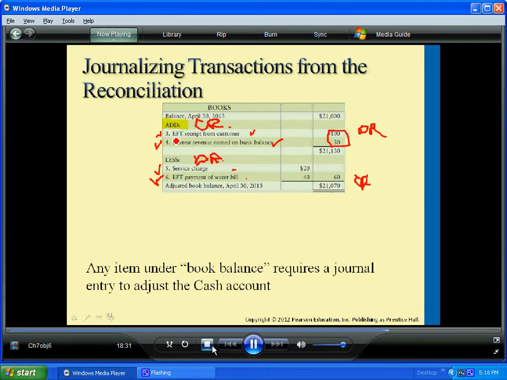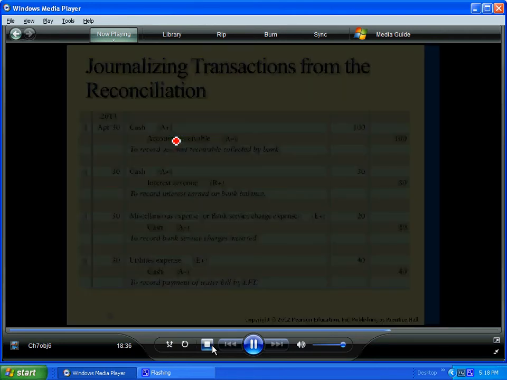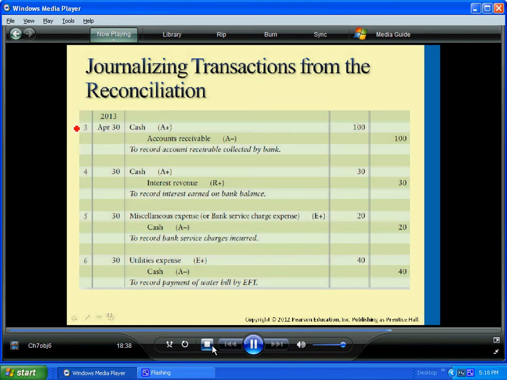Here are the formalized journal entries that we just discussed, done individually. Here's the receipt from the customer of $100: debit cash, credit accounts receivable, excuse me. Here is the interest revenue being received: debit the cash, credit the interest revenue. Here is the miscellaneous bank service charge: debit the expense, credit the cash. Here's the utilities expense: debit the water utilities expense for $40 and credit the cash for $40.